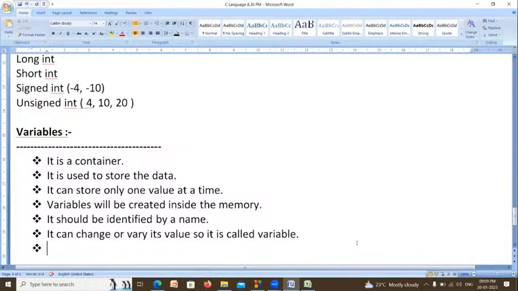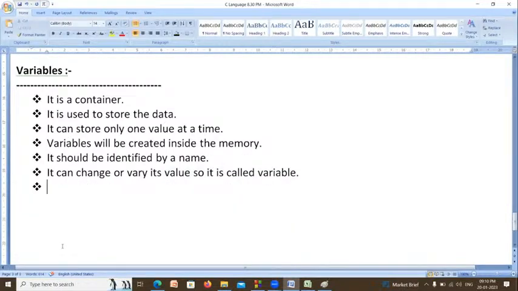Variables: it is a container. It can store data. It can store only one value at a time. Variables will be created inside the memory. Every variable must have a name. It can change or vary its value, so it is called a variable.